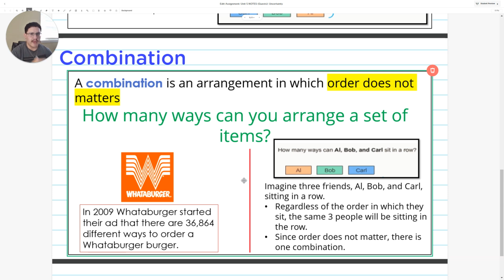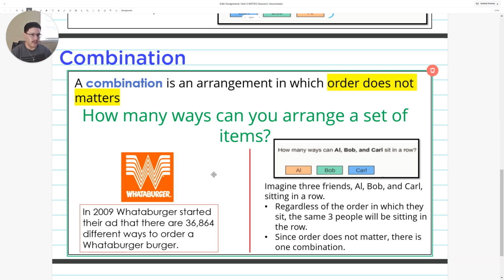As an aside, in 2009, if y'all were alive since around that time, Whataburger started their ad that there are 36,864 different ways to order a Whataburger, and they gave that figure using combinations. A certain amount of ways that you can order your buns, your cheese, your protein like a chicken, beef, could be fish as well. I don't think they had fish, but another different type of protein could be veggie if Whataburger has a veggie option. Your vegetables, lettuce, tomatoes, onions, etc.